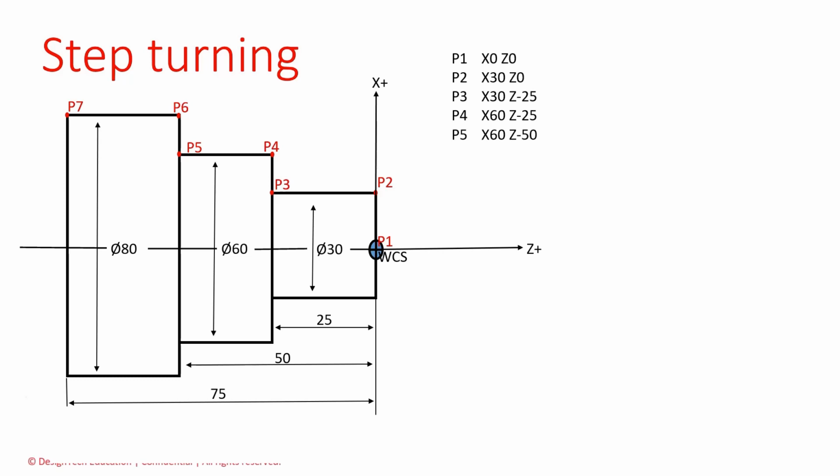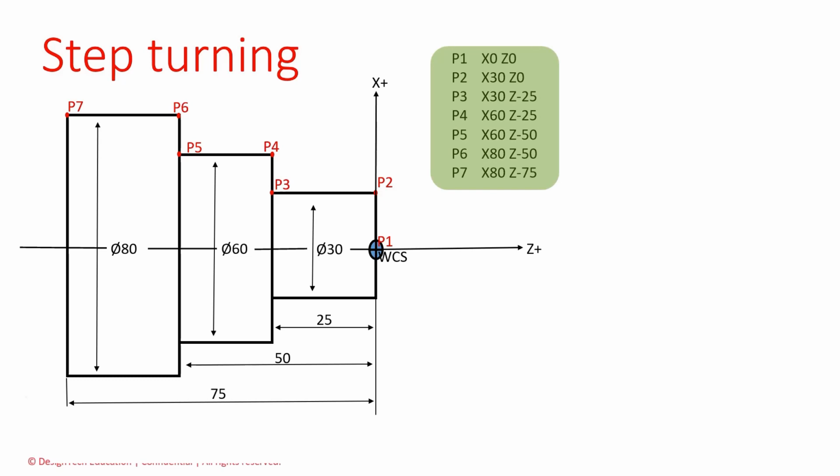The next point is P6. That point value is X80, Z-50. The next point is the final point of the component, that is P7. That P7 value is X80, Z-75. These are the shape values.